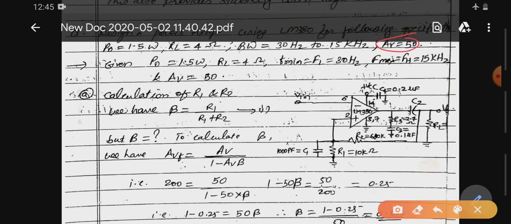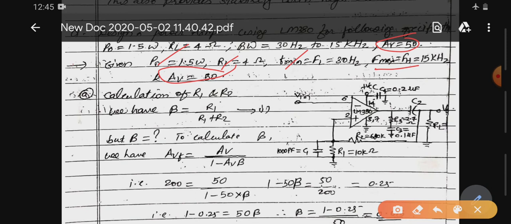Okay, so what is given? Output power, load, F min, which means the lower cutoff frequency, is given as 30 hertz, and F max, which means the higher cutoff frequency, is given as 15 kilohertz. AV equal to 50 by default. Okay, AV equal to 50 and AVF is equal to 200. These two values are by default for IC LM380, which makes the design very easy.